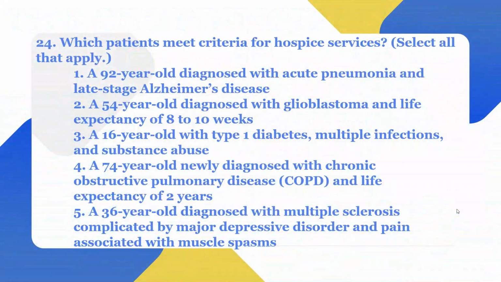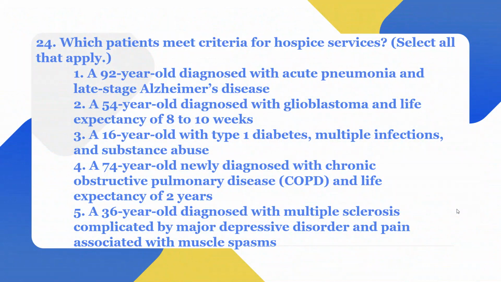Okay. Number 24. Which patient meets criteria for hospice services? 92-year-old diagnosed with acute pneumonia, 54-year-old diagnosed with glioblastoma, 16-year-old type 1 diabetes, 75-year-old diagnosed with chronic obstructive pulmonary disease, or 36-year-old with multiple sclerosis complicated by major depressive disorder and pain associated with muscle spasm.